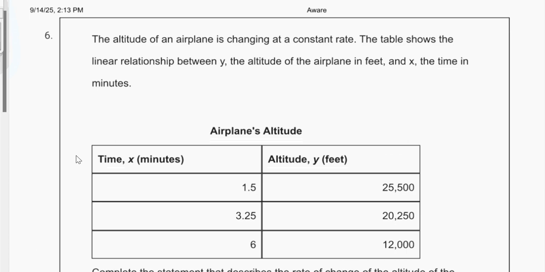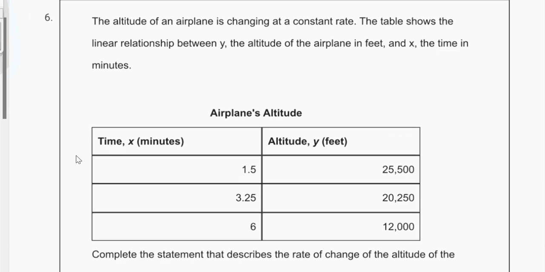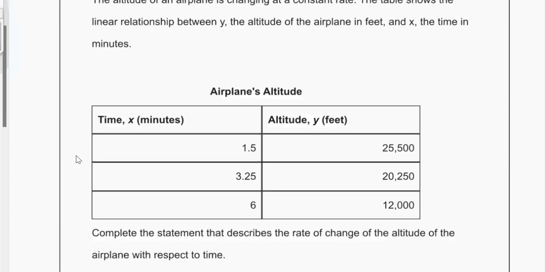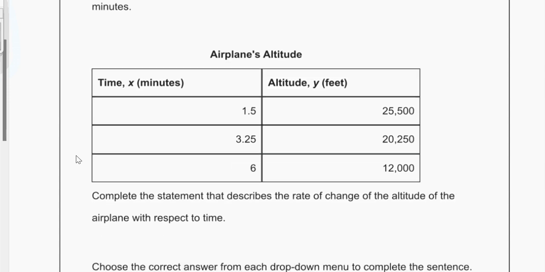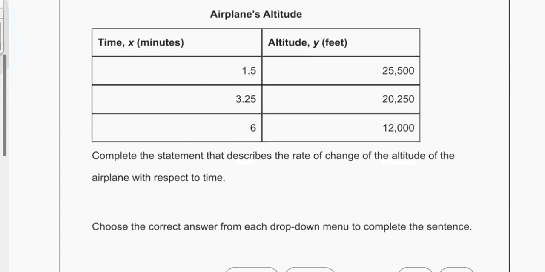Okay, number 6, the altitude of an airplane is changing at a constant rate. The table shows the linear relationship between the altitude of the plane in feet and the time in minutes. Complete the statement that describes the rate of change of the altitude of the airplane with respect to time.